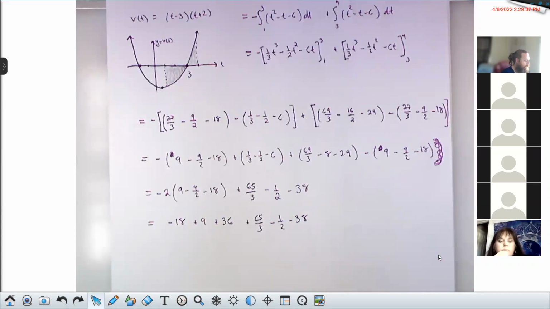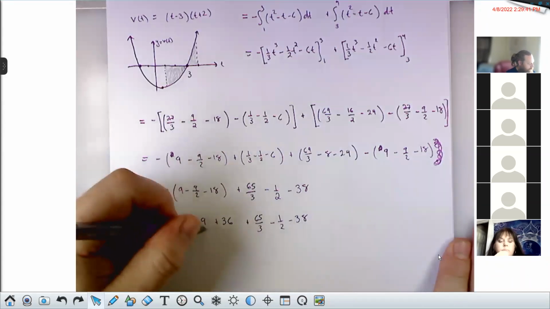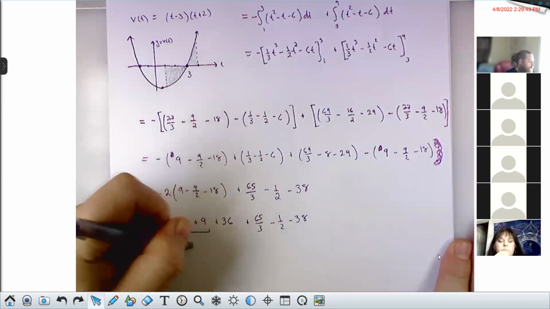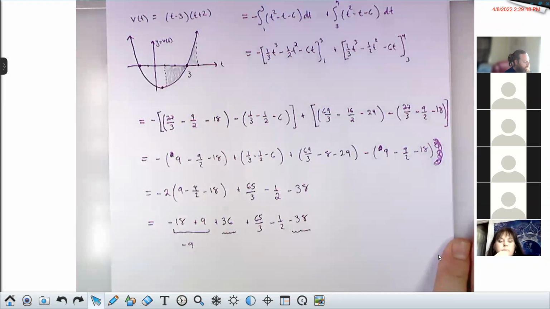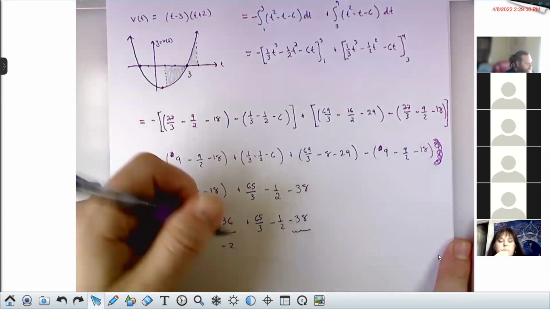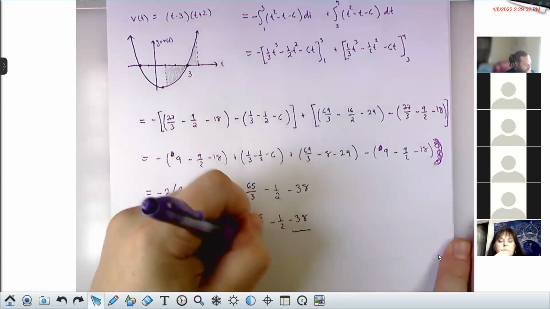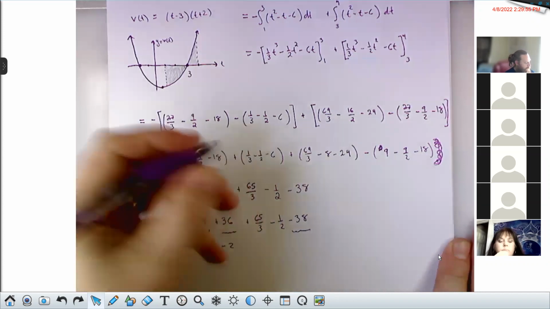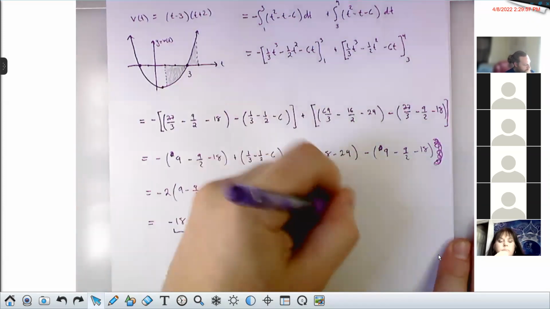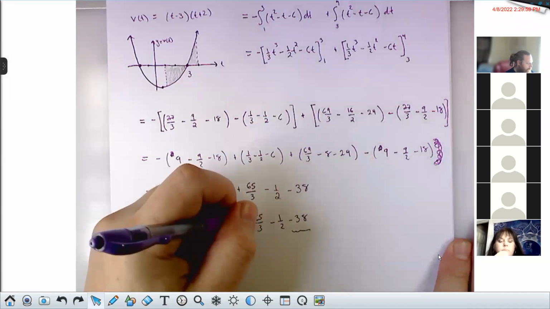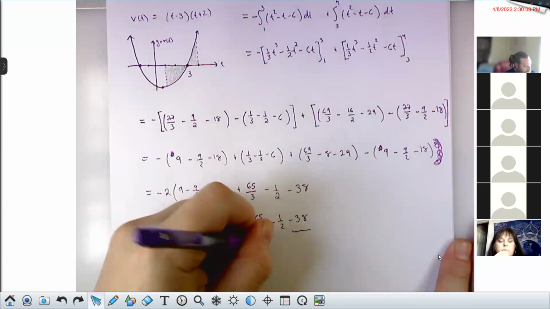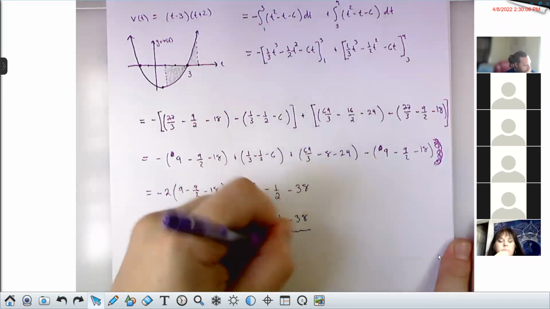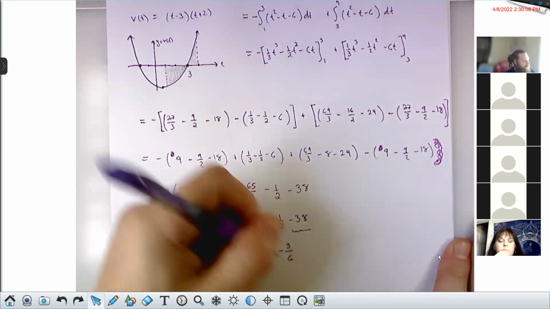All right, let's just crunch it out. So negative 18 and positive 9, that's negative 9. Negative 38 and positive 36, that's negative 2. And then 65 thirds minus 1/2. Let's see. So 65 thirds, if I multiply this by 2 over 2, I get 130 over 6 minus 3 over 6.